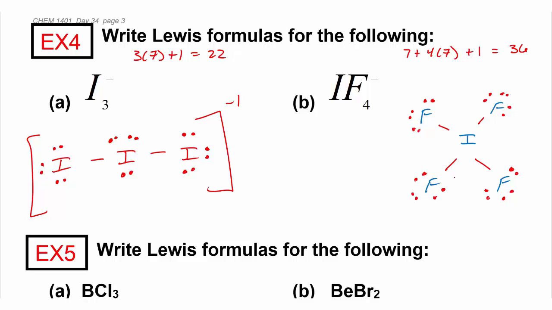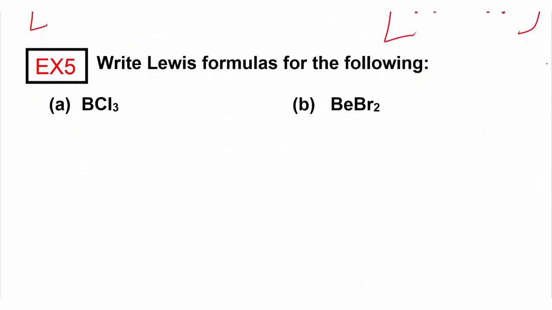Each fluorine has 8. I have 4 fluorines, so 4 times 8 is 32. I have 4 extra electrons to put on here. There they go. The entire thing has a charge of a -1. So iodine definitely is not following the octet rule.